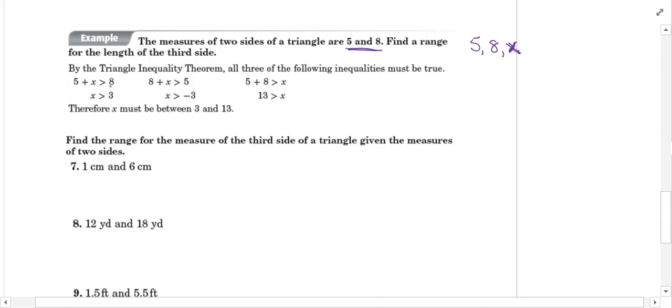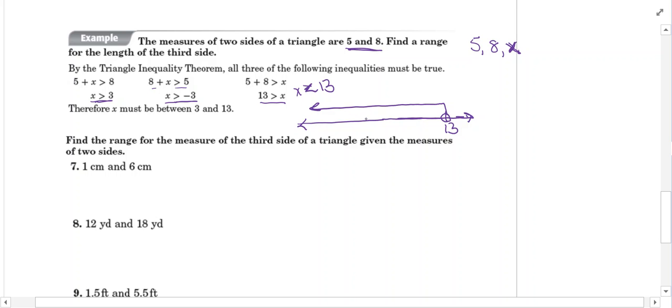So 5 plus x has to be greater than 8. 8 plus x has to be greater than 5. And 5 plus 8 has to be greater than x. Solving these, I have x is greater than 3, x is greater than negative 3, and 13 is greater than x. Looking at a number line, I know my measures have to be greater than 0, but I have 13. I know that x is less than 13 from this one right here.